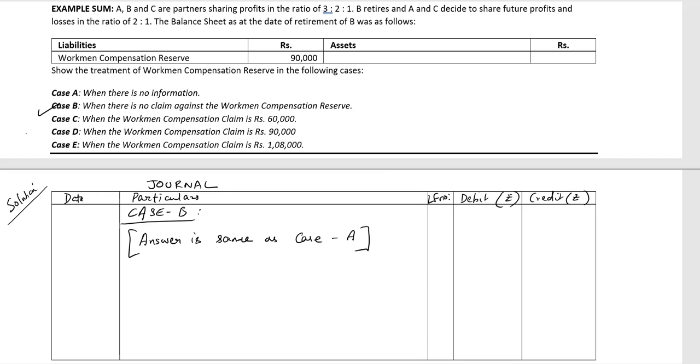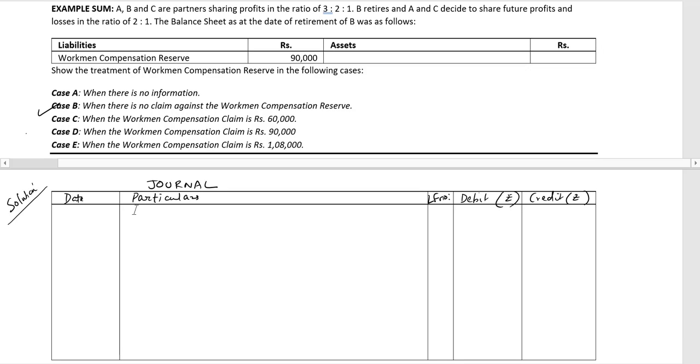Let's go to the case C. Case C says when the workman compensation claim is rupees 60,000. So the claim is 60,000 against the reserve of rupees 90,000. So we'll take 60,000 from the reserve as claim and distribute the balance 30,000 among all the partners A, B and C in their old profit sharing ratio.